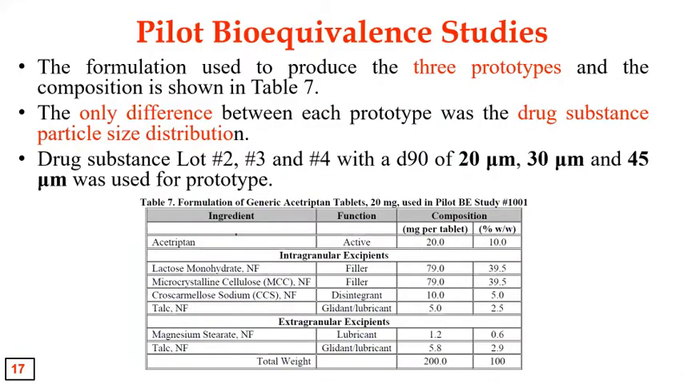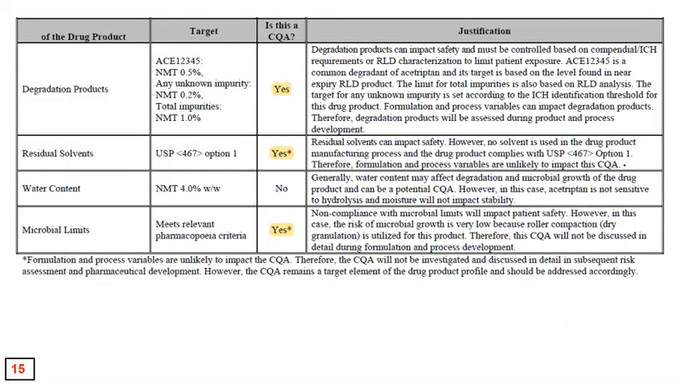They have used particle sizes of lots 2, 3, 4, which have D90 values of 20 micrometer, 30 and 45. That means if you take the first bag, lot 2, it contains D90 of 20 micrometers. That means 90% of particles are below 20 micrometers, and the rest are above 20, like 30, like 45. So that is the logic behind this.